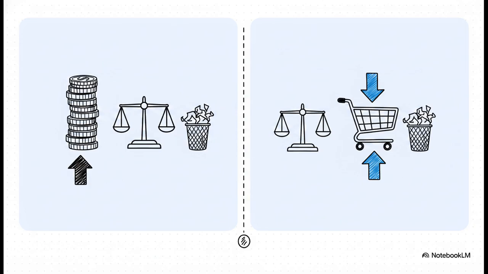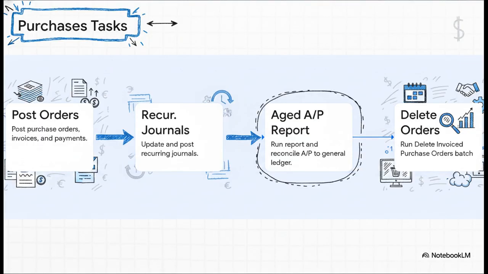Think about it. On the revenue side, we reconciled AR to the GL and ran a batch job to delete invoiced sales orders. On the expense side, we literally do the exact same thing, just in reverse. We reconcile accounts payable to the GL, and we run a batch job to clear out invoiced purchase orders. Recognizing this parallel structure is a real game changer. It's going to help you memorize the flow of the system in absolutely no time. Let's walk through finalizing those purchases.